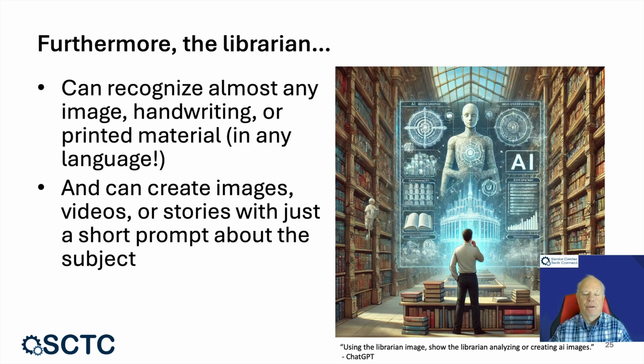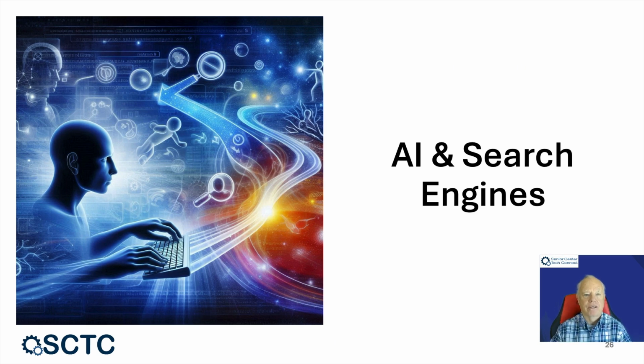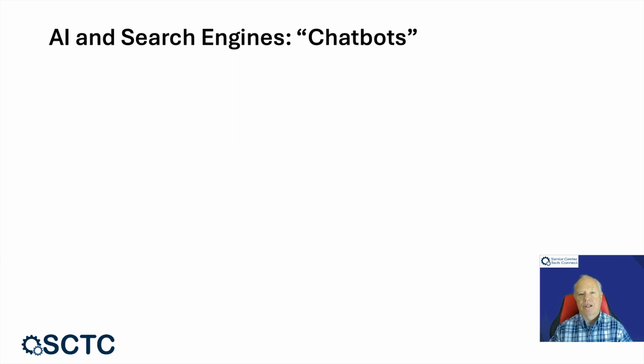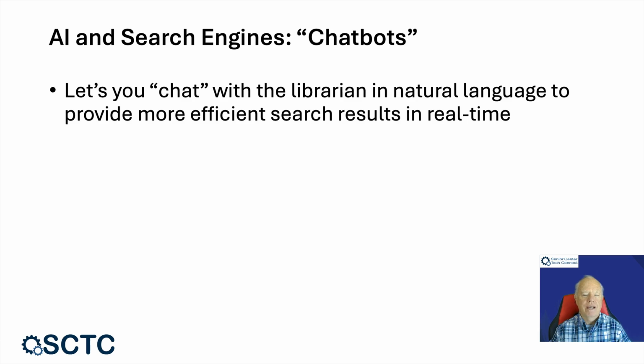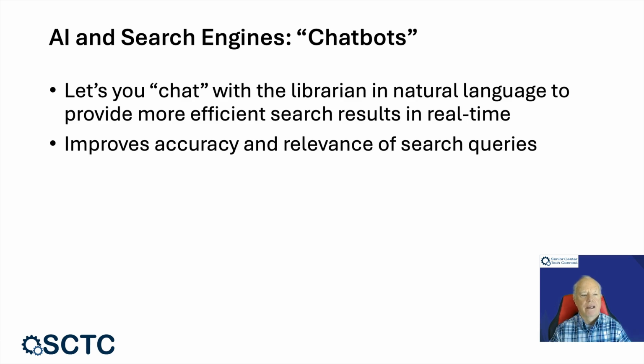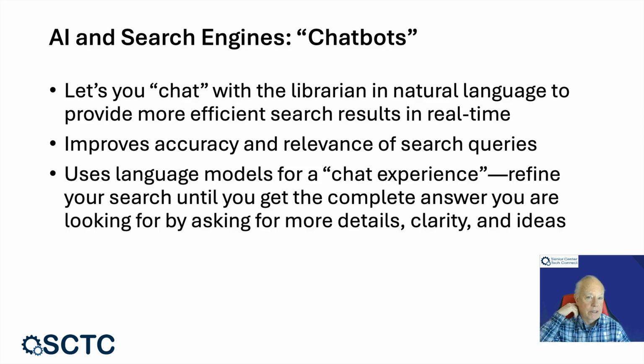So let's look at how we put these together, AI and search engines. We call these chatbots, and the reason we call them chatbots is obviously you can chat with them. They're kind of robot-ish, which is where the name comes from. And the idea behind having a chatbot is it improves the accuracy of your initial search, and it allows you to chat with the chatbot to narrow it down really quickly. So you find better answers more quickly with a chatbot.